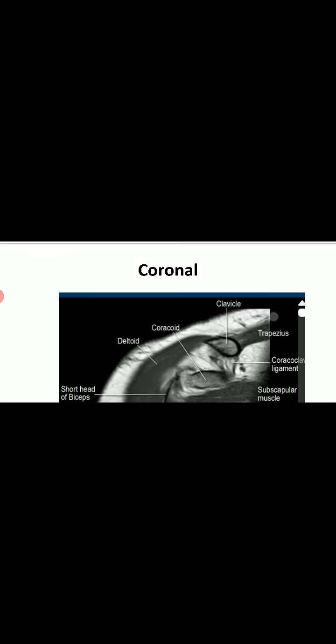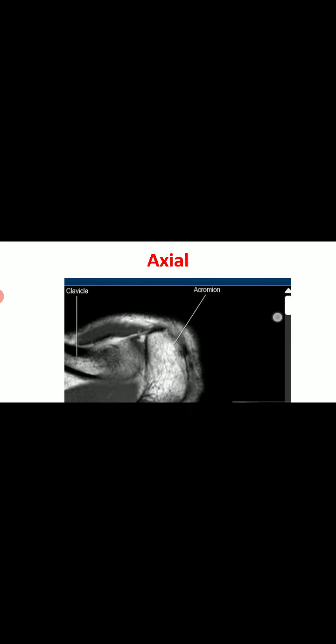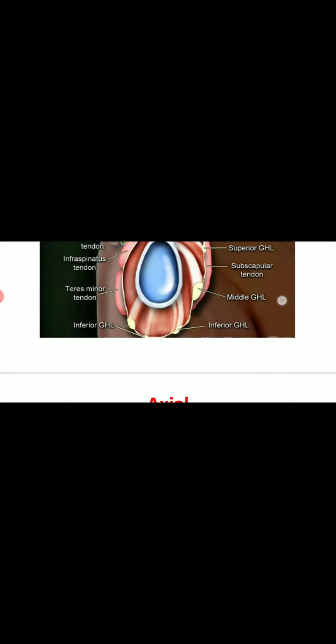So we'll just revise once again. In the axial images, we'll be going from the top to the bottom. In this, we are seeing the clavicle, the lateral end of the clavicle and the acromion. It's still coming down. This is the supraspinatus tendon. That is the spine of the scapula.